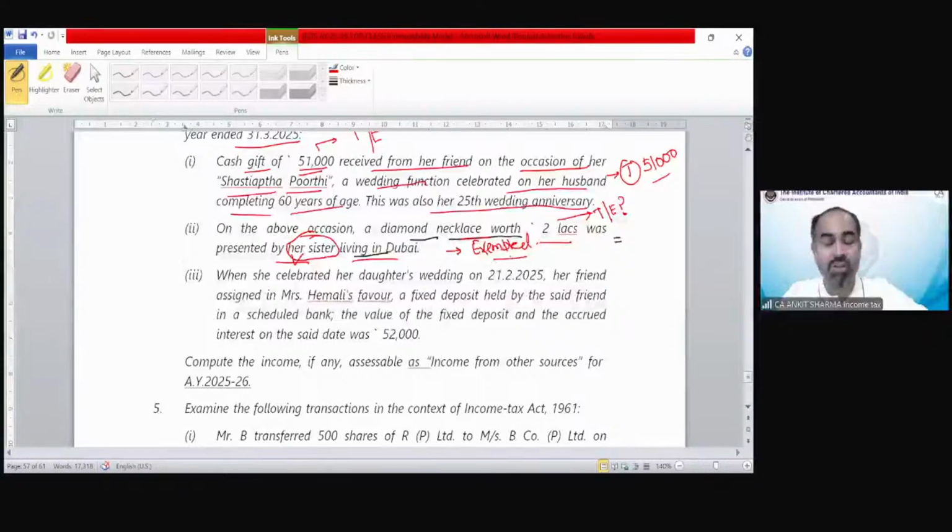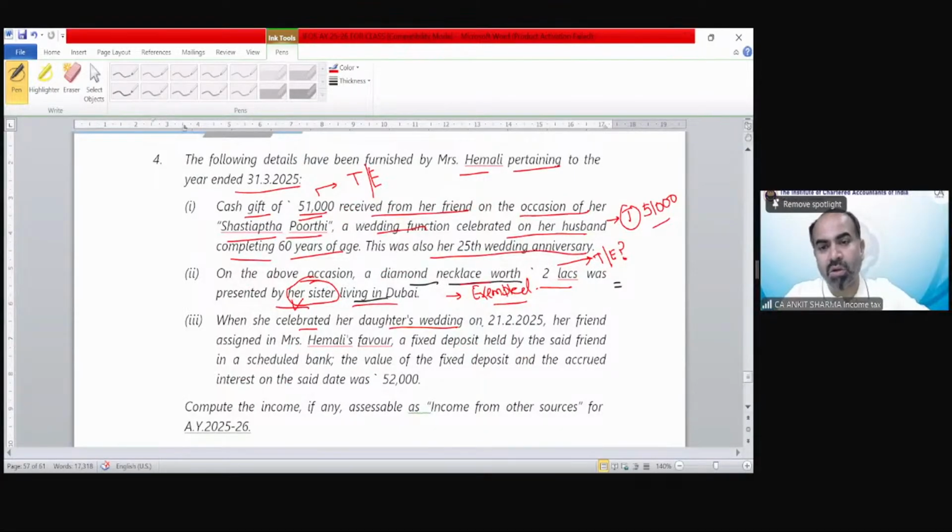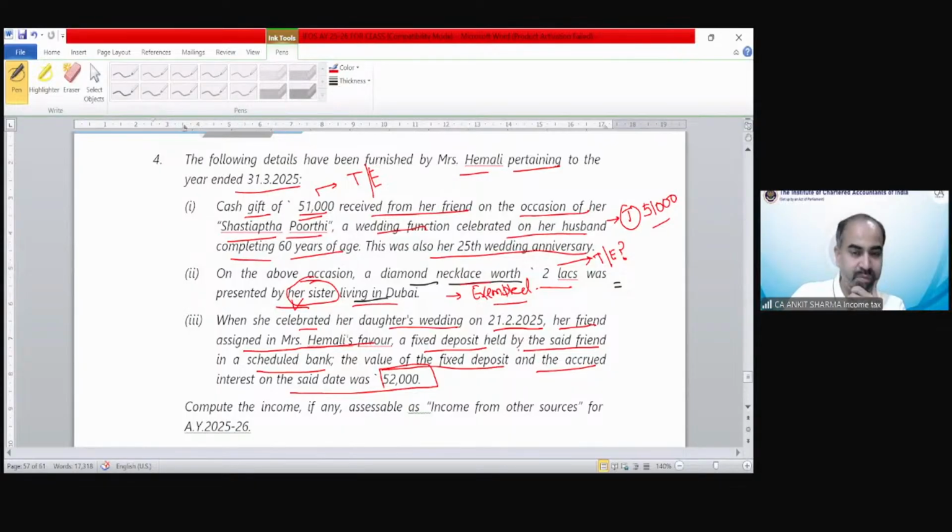Now the question I was waiting for: situation number 3. When she celebrated her daughter's wedding on 21st February 2025, her friend assigned in Mrs. Hemali's favor a fixed deposit held by the said friend in a scheduled bank. The value of the fixed deposit and the accrued interest on the said date was 52,000 rupees. Now, this is a very interesting question. Whether this 52,000 is going to be taxable or not. So, in your opinion, what is the correct answer? Do we need to tax 52,000 or not?